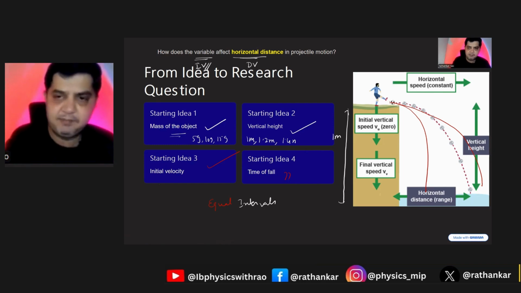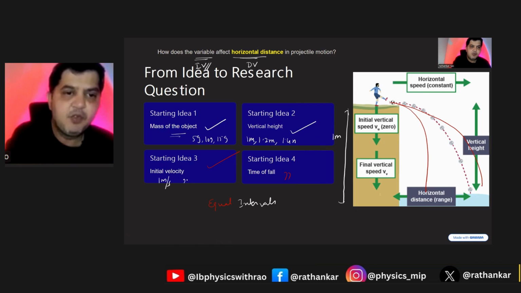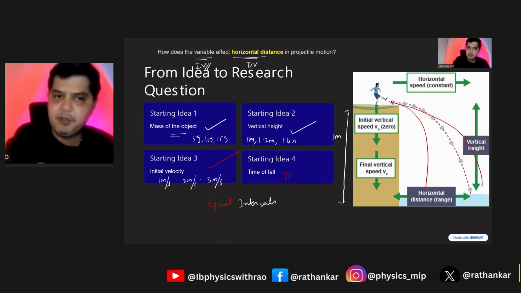Then initial velocity. Now this is a problem over here. When it comes to initial velocity, I should throw this at a speed of, let us say, 1 meter per second, 2 meter per second, 3 meter per second. But how do you throw it? It is left to you. If it is feasible, then you can proceed with this. So this is once again a questionable one.